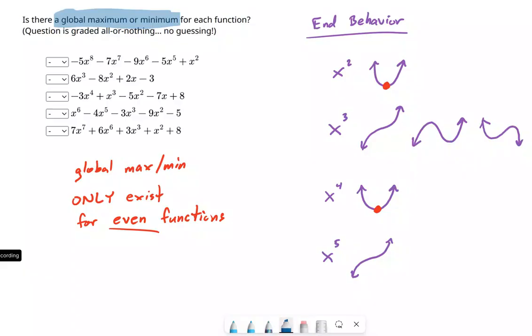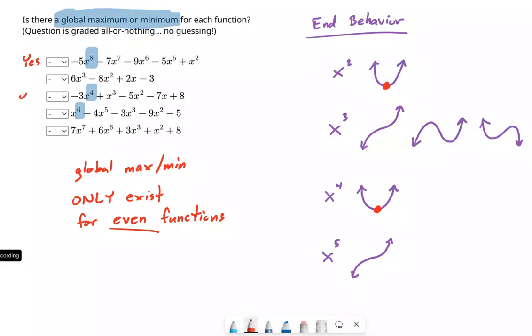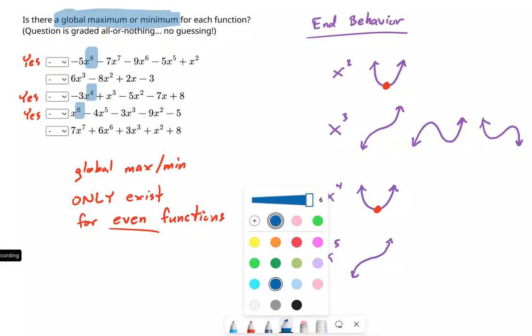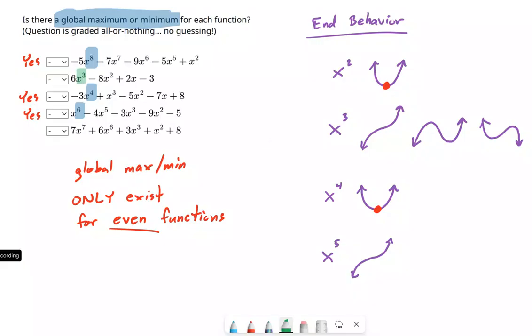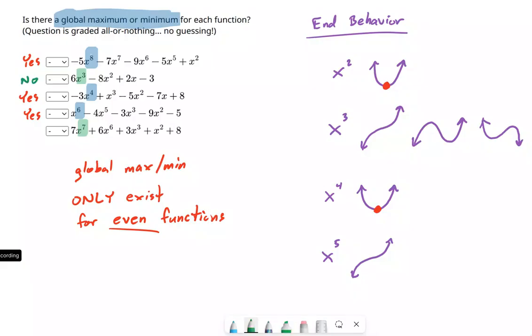Okay, so now come over into these polynomials and take a look at its degree, its highest power. This one is an 8, okay, or a 4, or a 6. And those would be, yes, there is a global max or min. Yes, yes, and yes. Whereas the ones that have an odd power, that's going to be x cubed or x to the 7th. Those are hard no. There is no global max or min because in those cases, you have the arrow approaching infinity or negative infinity on either end.